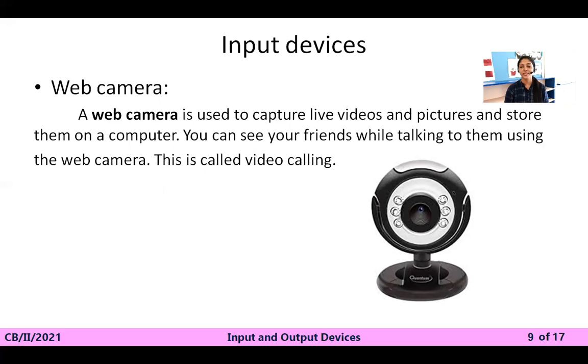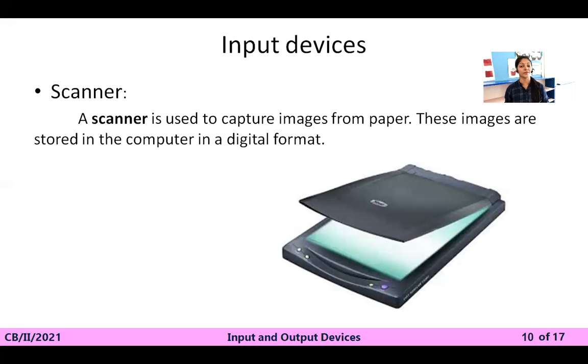Right? Next, scanner. Why do we use a scanner? I had explained to you yesterday, right? A scanner is used to capture images from the paper. These images are stored in the computer in digital format. That means in the soft copy, which you cannot touch. Right?